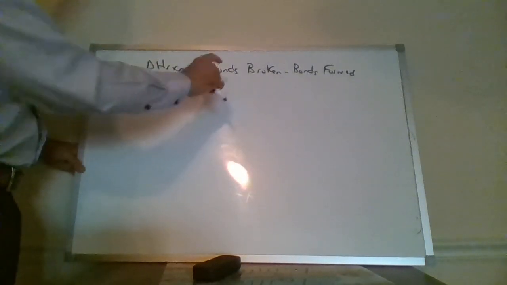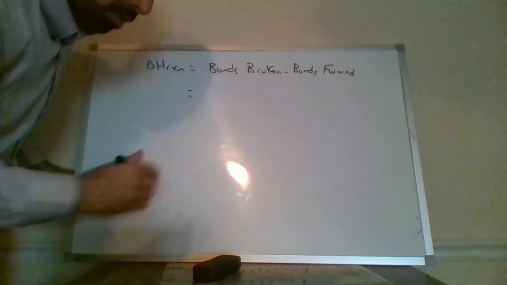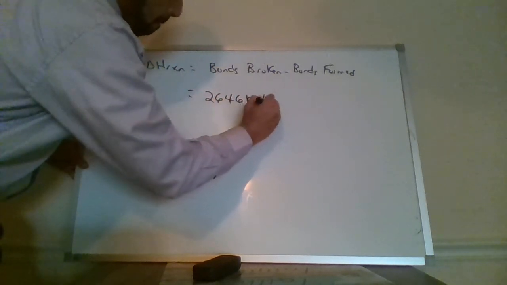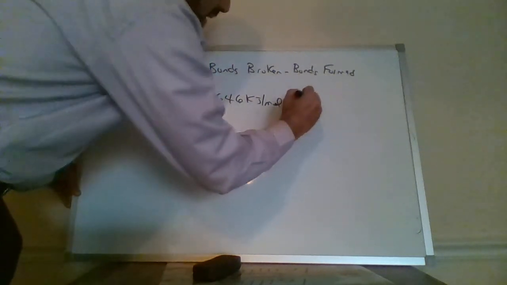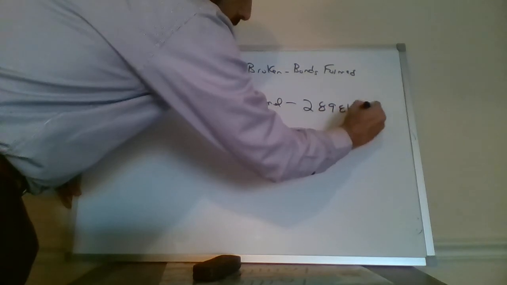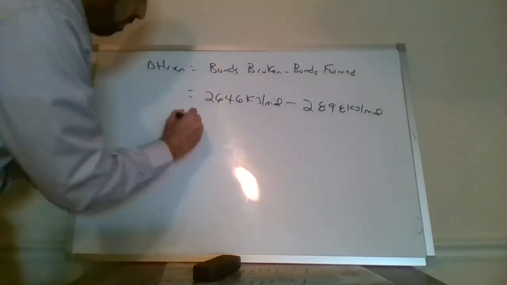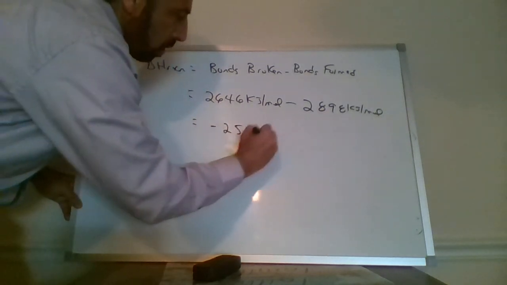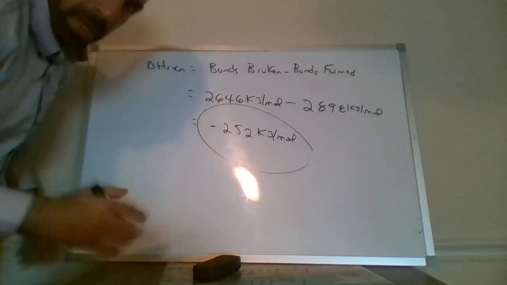what I'm going to do is take the energy from the bonds broken, subtract from it the bonds formed. So 2,646 kilojoules per mole minus 2,898 kilojoules per mole. So I'm going to end up with negative, which means it's exothermic, minus 252 kilojoules per mole. So this will be an exothermic reaction.